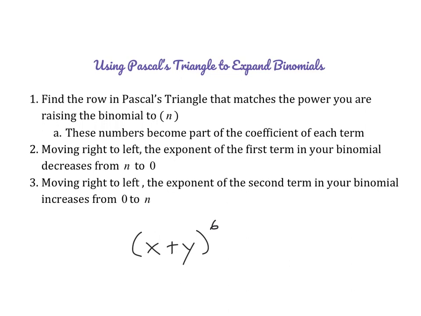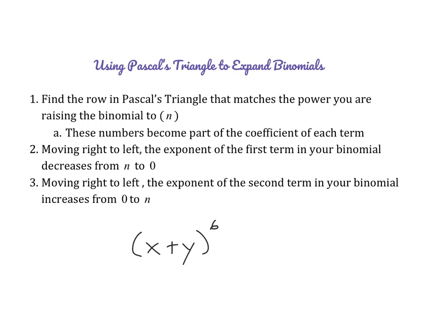And then moving from right to left for each term, the exponent for the first term in your binomial is going to decrease from n to 0. So your first term should have x to the power of 6, the highest power. The next term should have x to the power of 5, then x to the power of 4, and that continues on until you get x to the power of 0, which is 1.